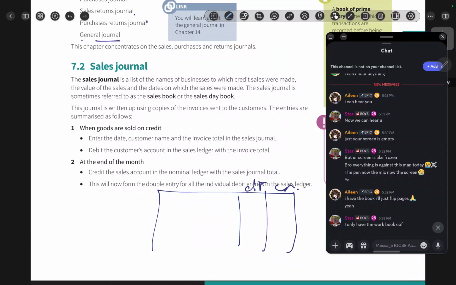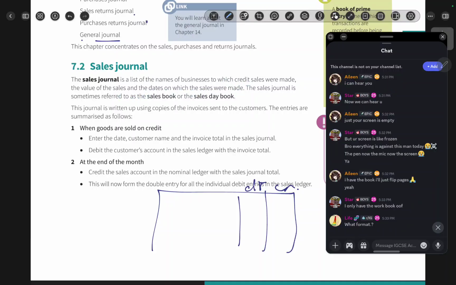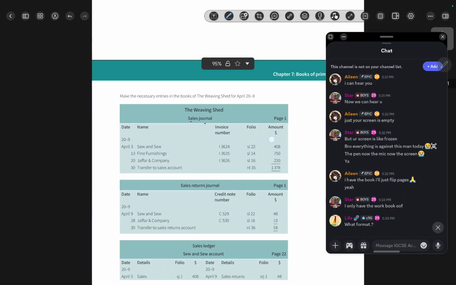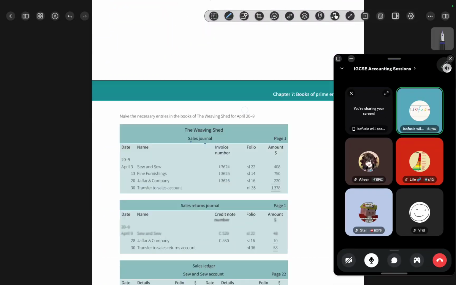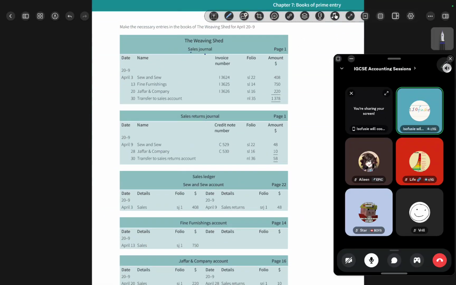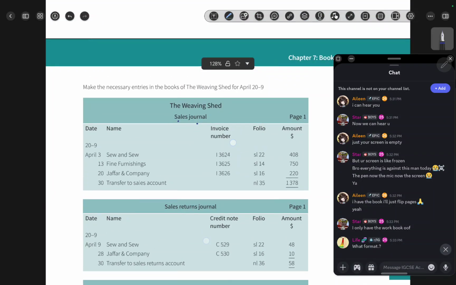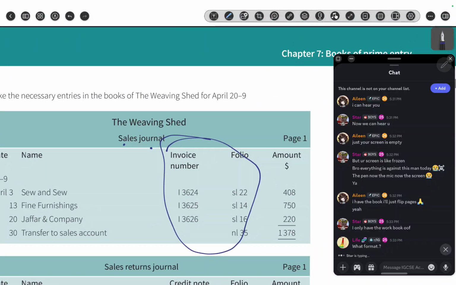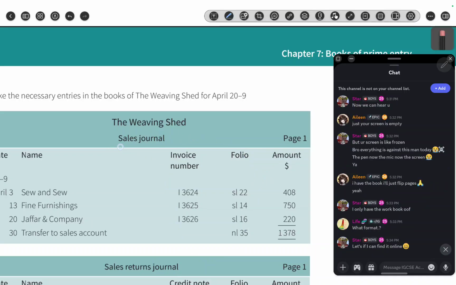The sales journal is sometimes referred to as sales book or sales daybook. Now we have to record the sale, the value of the sale, the name of the customer, and the date of sale. So let's just say 3 April. Let's look at the example on page number 81. We have our sales journal, and we can see 2009 April 3, Sue, and the invoice number. Now you don't really need this invoice number and folio. I'm sorry, there's no debit or credit in journals as well.